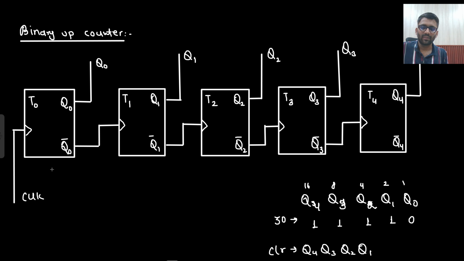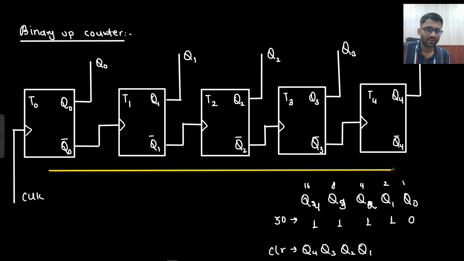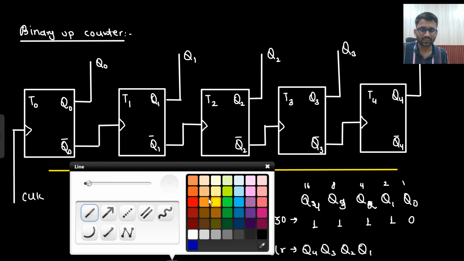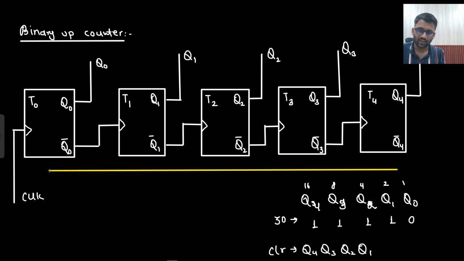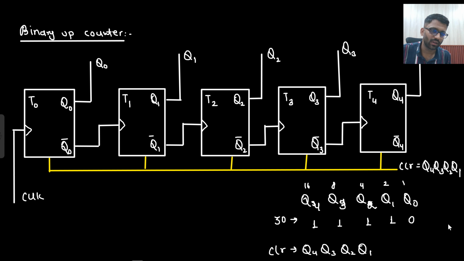So I will design my counter in a manner that it counts up from 0 to 29. At 30 it should be cleared. So here it should be cleared. And the clear bits are Q4, Q3, Q2 and Q1. This is how we usually show that this should be cleared. Now the counter has been designed.